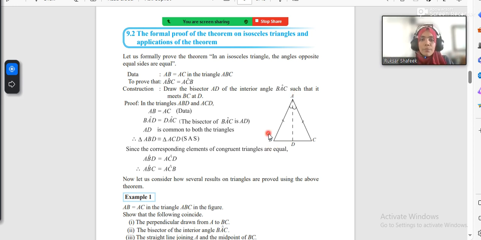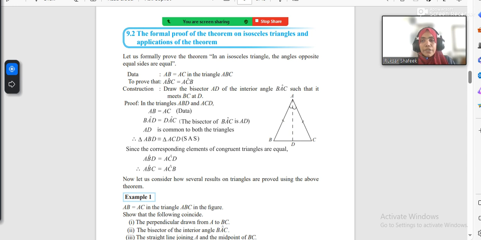So if I have to prove that part here, looking at this particular triangle, they have the data, they have the construction, and finally they have the proof there. So the data says that AB and AC are equal in the triangle ABC. You've got to prove that angle ABC is equal to angle ACB. All right. And then as a construction, what are they doing? They're drawing the bisector AD of the interior angle BAC. Remember, when we say bisector, we are dividing the angle BAC equally into two parts such that it meets BC at D. So there we go, we are done with that.